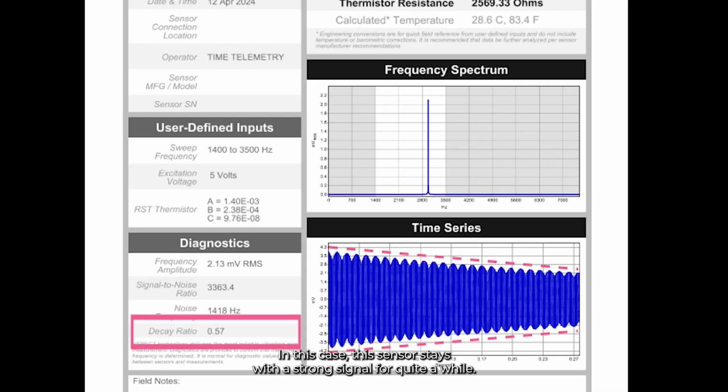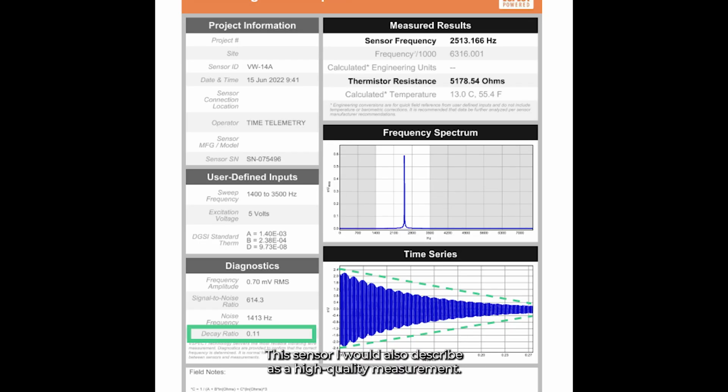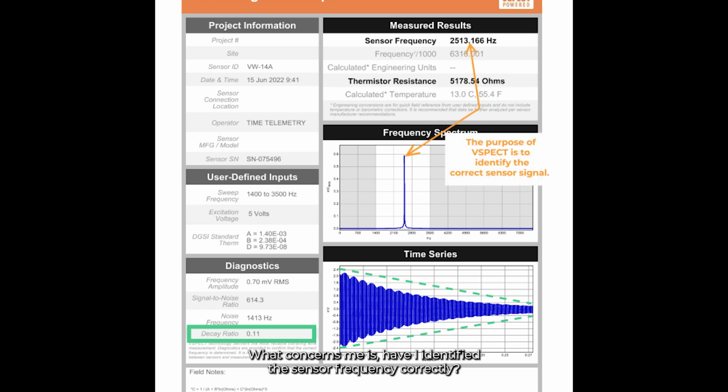In this case, this sensor stays with a strong signal for quite a while. The decay ratio is high. That's a really good sensor. This sensor I would also describe as a high quality measurement, but you can see visually the signal gets quieter quicker and the decay ratio is smaller. Does this concern me? Not in the least bit. So that doesn't mean that the sensor is bad. No, absolutely not. What concerns me is have I identified the sensor frequency correctly.